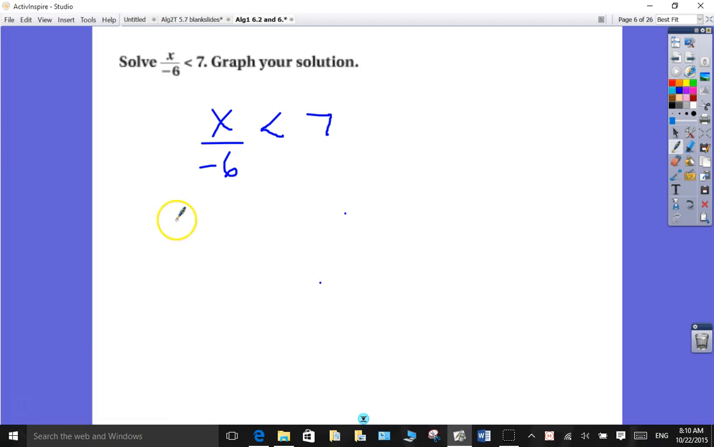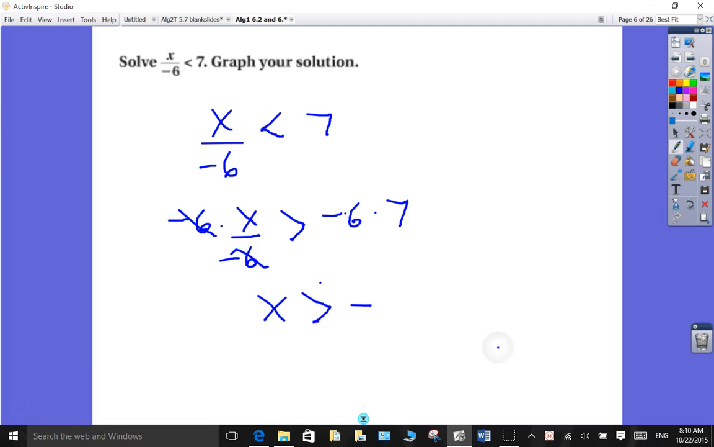So I would usually do it like this: -6 times x over -6, and then at that moment switch it, and then -6 times 7. So now I can cancel the -6's. X is greater than -42. Okay, let's practice our left and our right again. Should I have an open or closed circle?